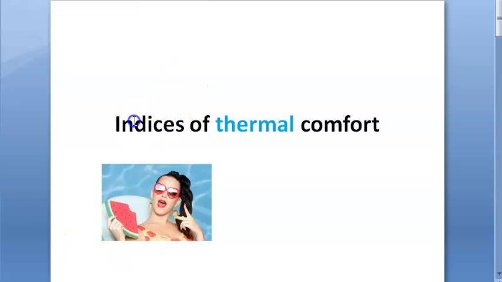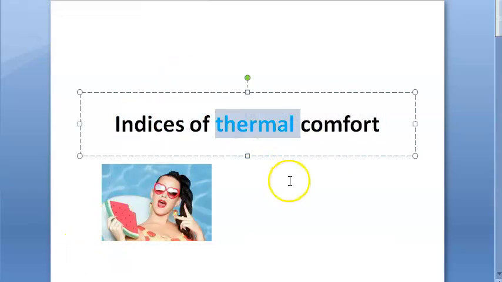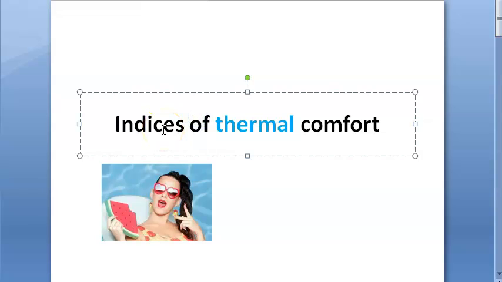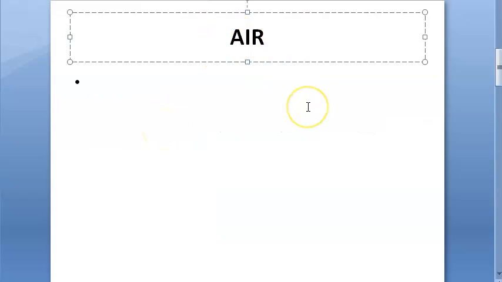Hello people, in this video we want to look at the indices of thermal comfort, basically the temperature we are focusing on, or just comfort. Thermal comfort, how will you measure it? Indices of thermal comfort. So basically we are looking at air.